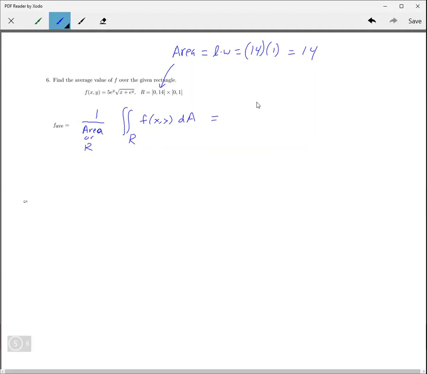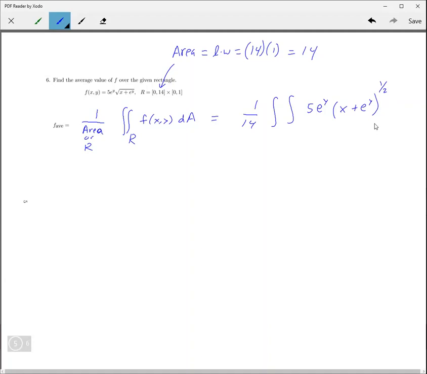Okay, so in our case, it's 1 over 14. Now, we're going to integrate 5 e to the y. Okay, this is the square root of x plus e to the y, so that's x plus e to the y to the 1/2.